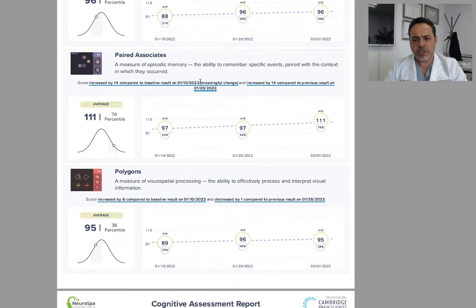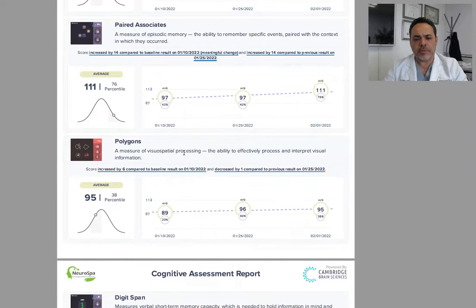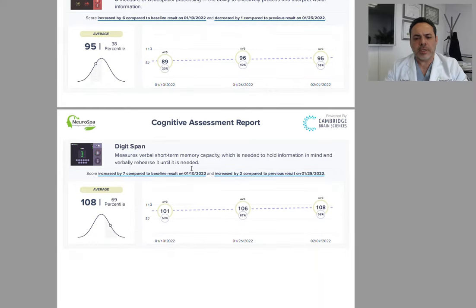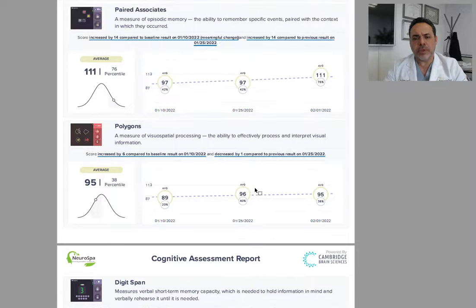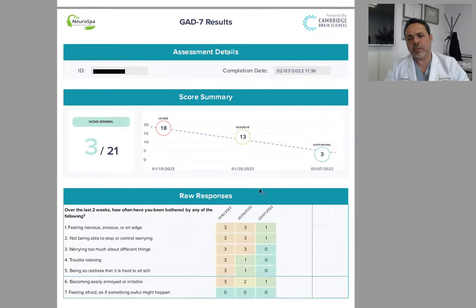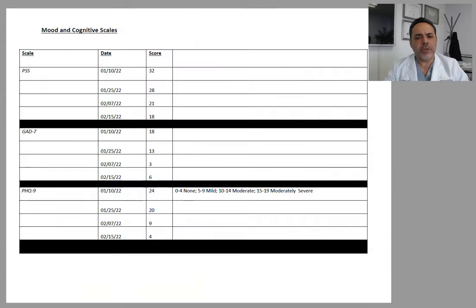This is considered a meaningful change by our system, meaning that it's not just a product of chance. You can see the scores are way above average here. And the same is true with other cognitive domains, such as visual spatial processing and verbal short-term memory. All of the subtests improve. So this is an example of what we can achieve with modern technology. I'll show you another example.